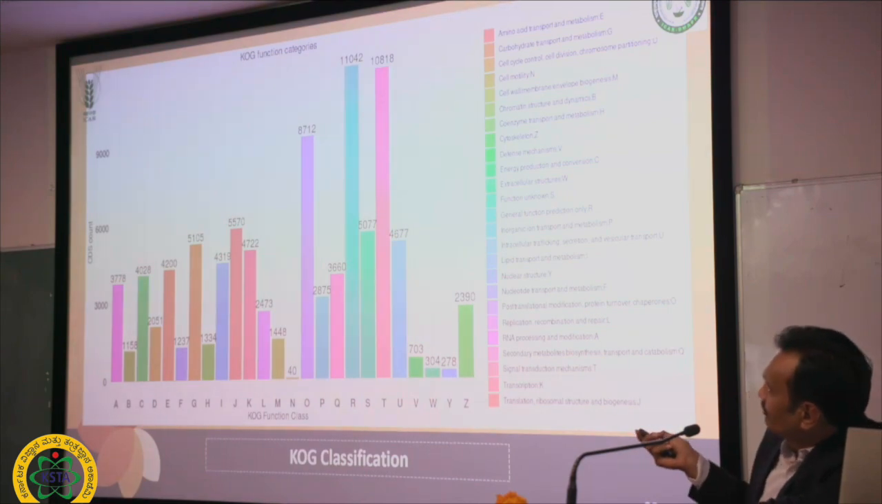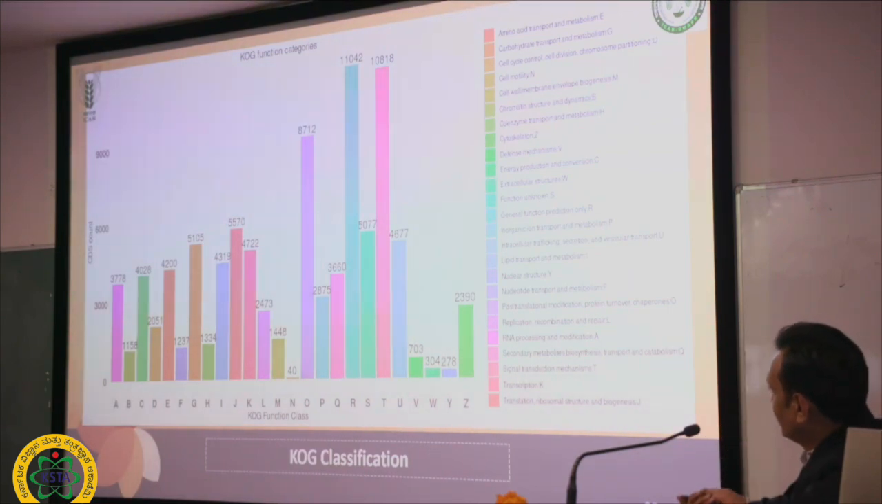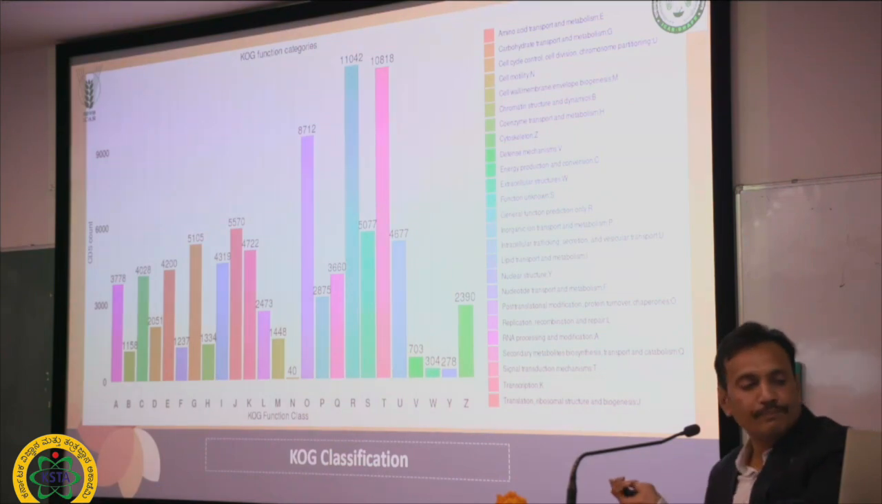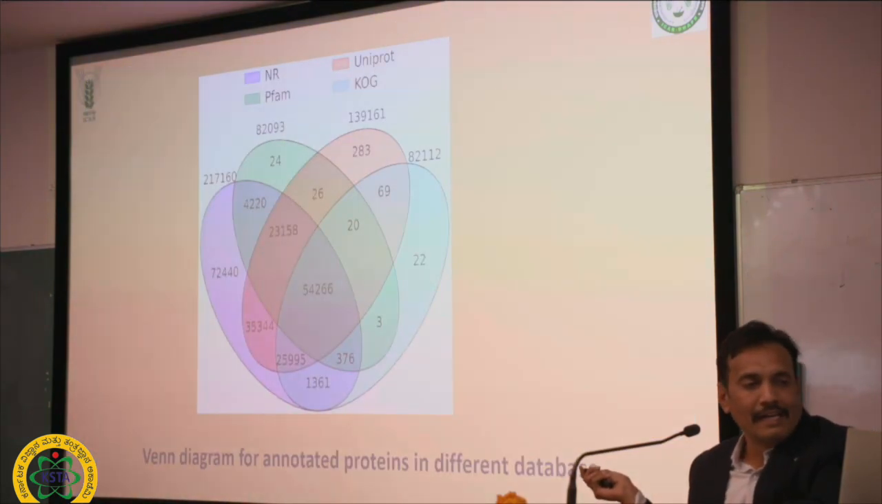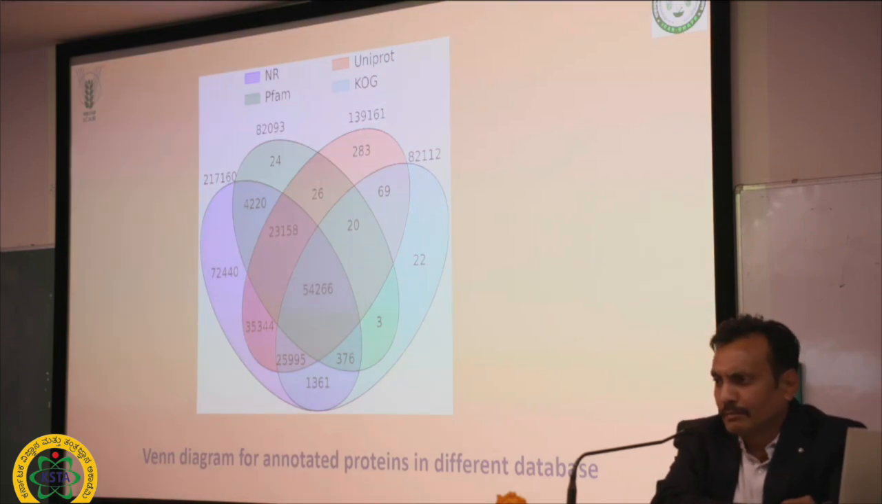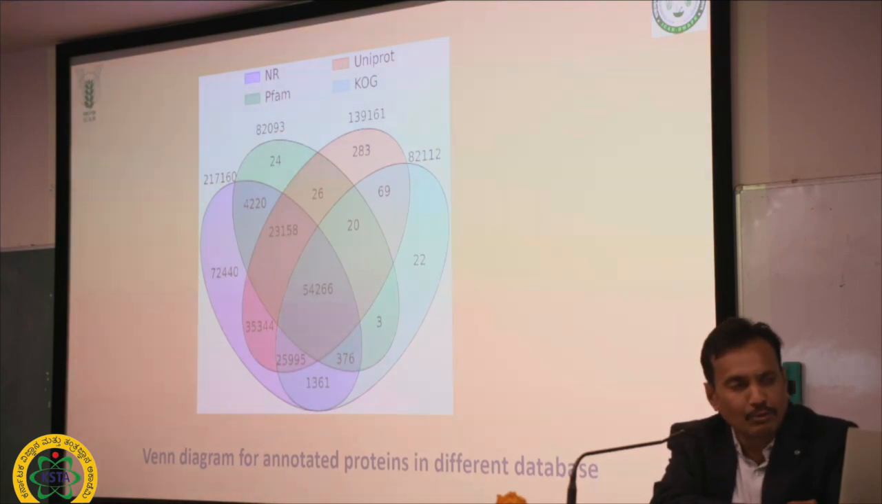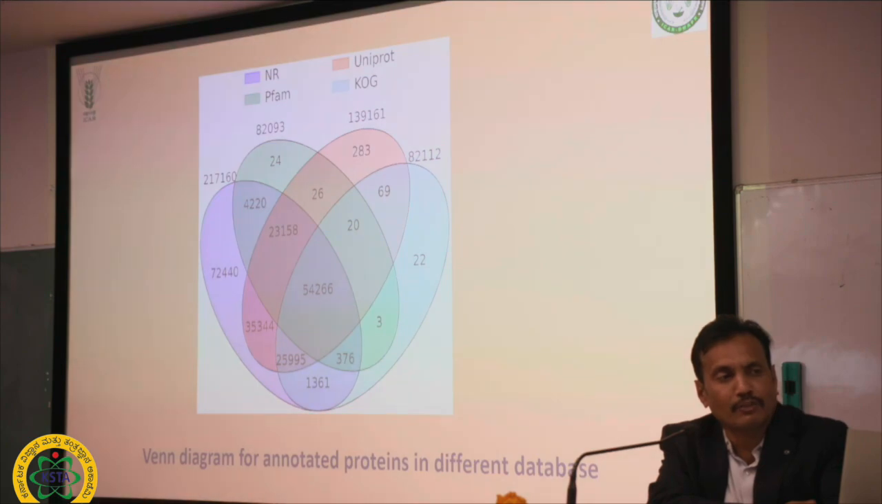The highest number of genes were against general function predictions only, and then signal transduction mechanisms. All 4 protein databases were used to validate and confirm our protein data, and we can see that 54,266 genes were validated through NR, UniProt, PFAM, and COG analysis.